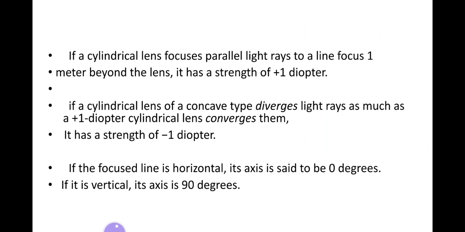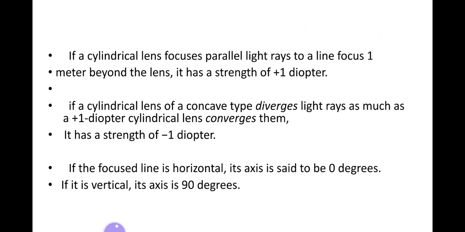Strength of the cylindrical lenses is computed in the same manner as the strength of a spherical lens. What is the difference? In a cylindrical lens, the axis is also considered along with the strength. So if the cylindrical lens focuses parallel rays to a line focus 1 meter beyond the lens, it will have the strength of +1 diopter. And like the concave type, if it diverges the light rays as much as +1 diopter converges them, it will have the strength of -1 diopter.